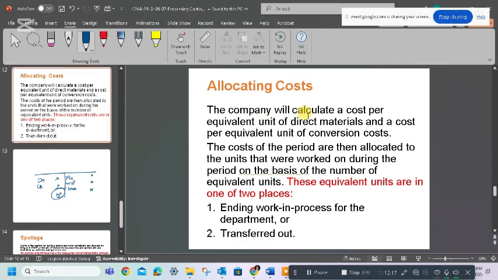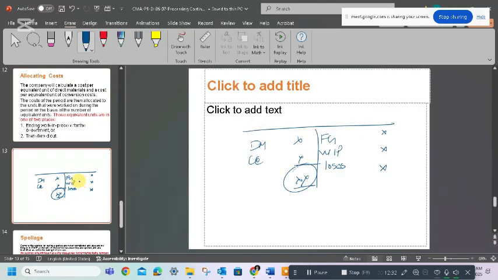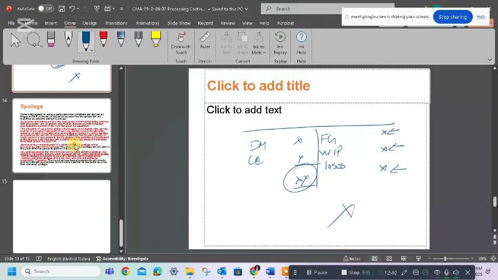The company will calculate cost per equivalent unit of direct materials and cost per equivalent unit of conversion cost. The costs of the period are then allocated to the units that were worked on during the period on the basis of the number of equivalent units. So the total cost will be allocated to each of them based on equivalent units. But we don't study equivalent unit calculations.